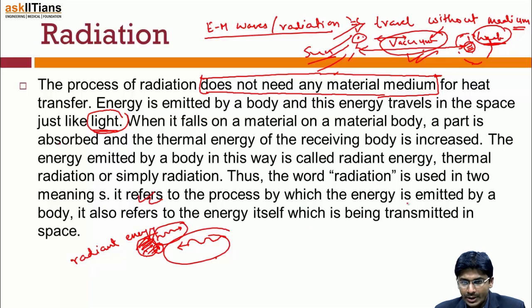Okay. It also refers to energy itself which is being transmitted in space. The word radiation is used in two meanings. It refers to the process by which energy is emitted by a body. So radiation is the process by which a body emits the radiating waves. It also refers to the energy itself which is being transmitted in space, and the energy coming from the sun or from distant stars is also called radiation.